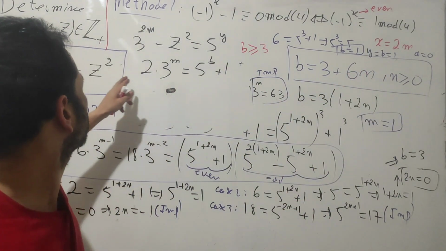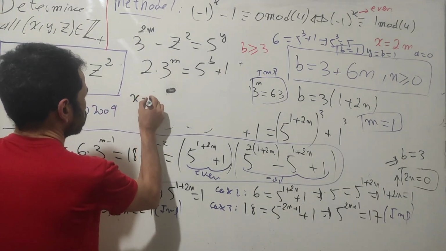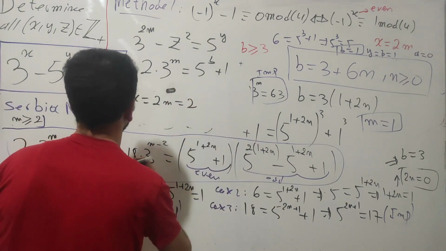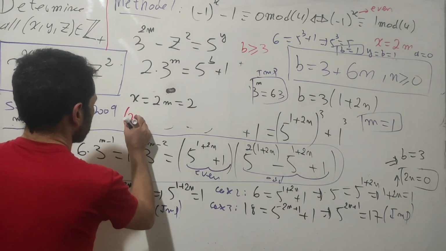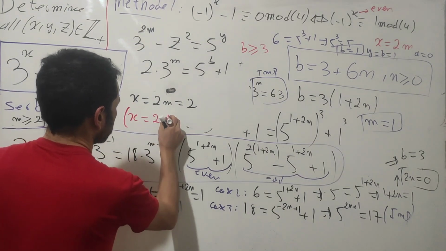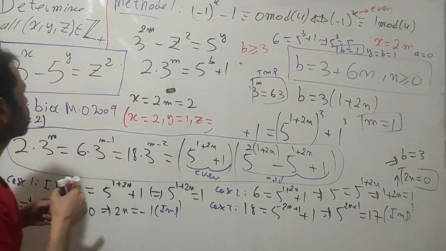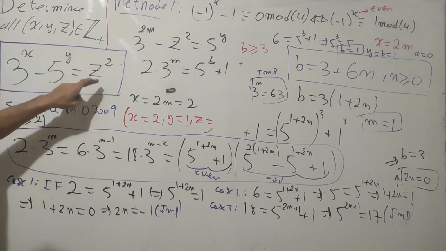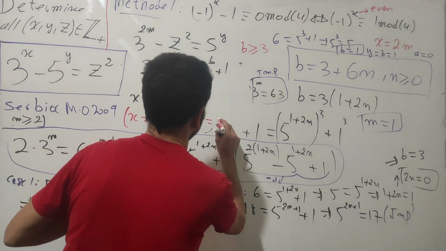We have determined y equals 1, and also we found x, which equals 2m, m was 1, which is 2. Now we have determined the pair of the solution: x was 2 and y equals 1. With z, it's more simple to find z, because we get here 9 minus 5, which is 4. 4 is the same as 2 squared, so z equals 2 here.